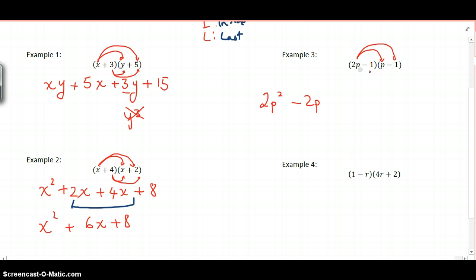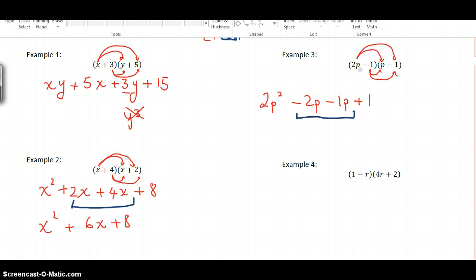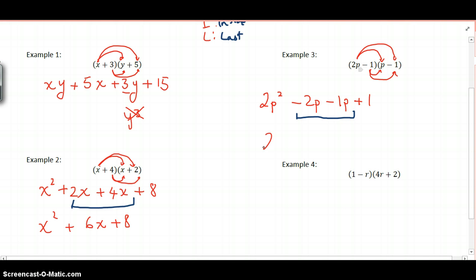Now what are the two inside terms? What is minus 1 times p? Minus 1p. And what are the two last terms? Minus 1 and minus 1. So minus 1 times minus 1 is positive 1. And you can see with this step there are two like terms here, which means that this simplifies to 2p squared minus 3p plus 1.